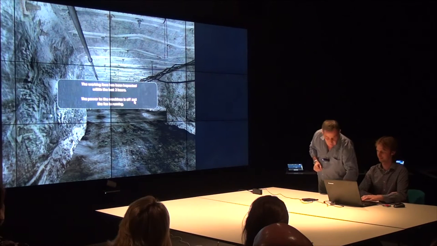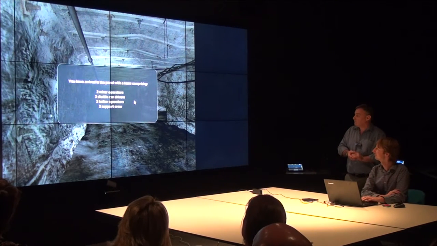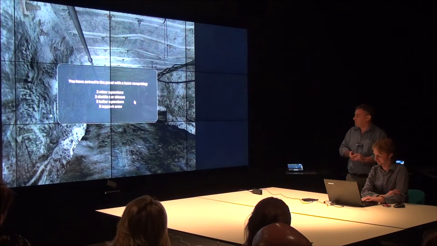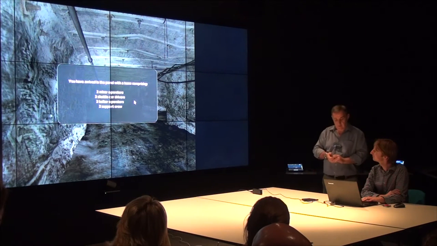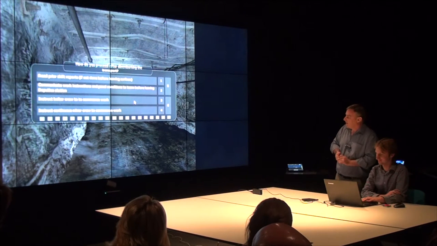Within the last 2 hours, power to the machines is off, and the fan is running. So just space bar. You have arrived in the panel with a team comprising two miner operators, two shuttle car drivers, two bolter operators, two support crew. Okay. How do you proceed after disembarking the transport?